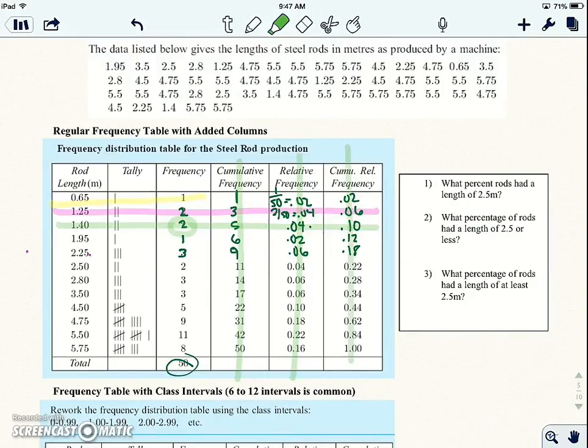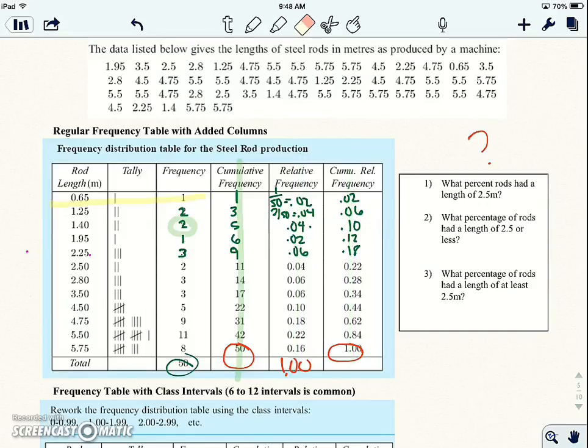So that is how you make it. We have the frequency table, but we have added a cumulative frequency, relative frequency, and a cumulative relative frequency column. Notice that the frequency is going to add up to all 50. And if you were to add up the relative frequency, it would add to 100%, and then the cumulative ends at 100% of the data. So we can use this chart to answer some questions. What percentage of rods had a length of 2.5 or less?